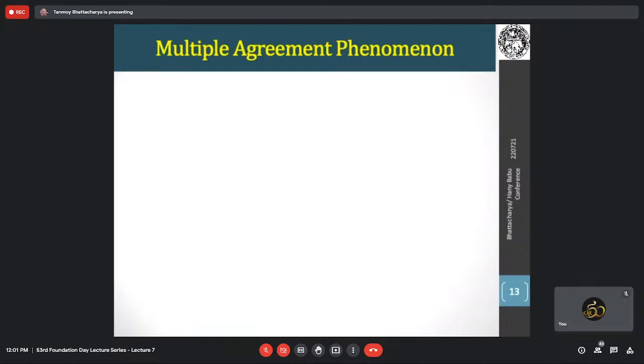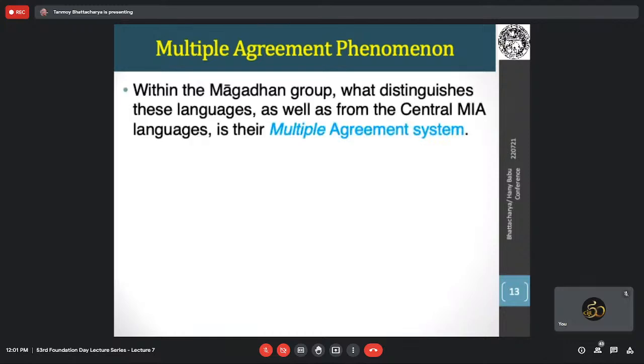I'll give an example from a language that is neutral from our perspective, but also interesting. So within the Magadhan group, I refer to, and why I refer to it, I'll come to a little later, what distinguishes these languages from the central Middle Indo-Aryan languages is their multiple agreement system. This is my claim, my work for the last 7-8 years or so. But I'll come back to that part of the work later. But let's look at a neutral language.